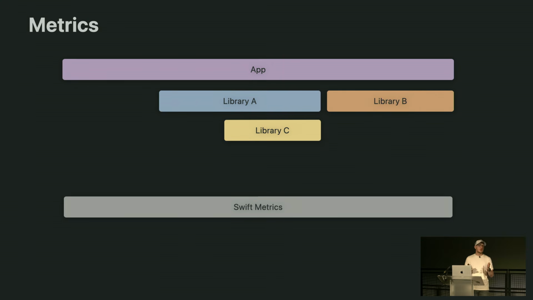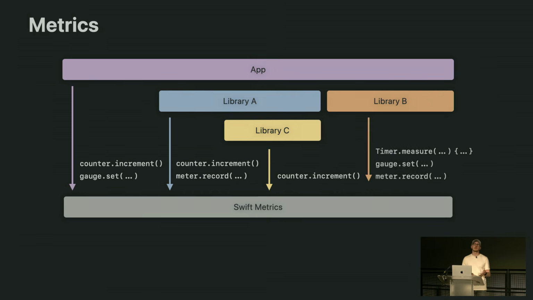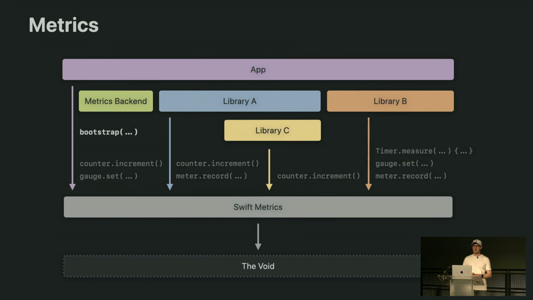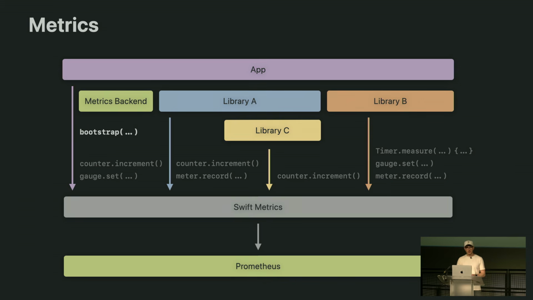Exactly the same principle applies to metrics. Your app and your dependencies can use the recording APIs provided by Swift Metrics. But like before, it's up to you as the application developer to choose a destination. This time, by default, all metrics are simply discarded. It's like your process is screaming into the void. But if you want those metrics emitted, you must choose a backend package and call Swift Metrics' Bootstrap API. And just like before, choosing a different backend will affect the destination of all the metrics in the system.